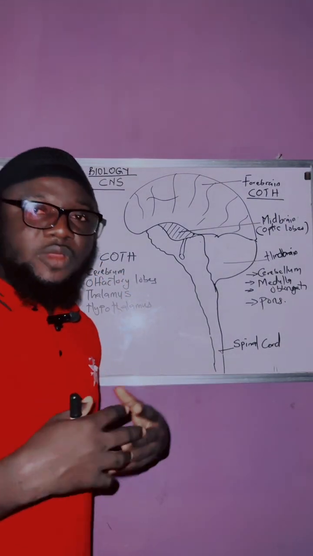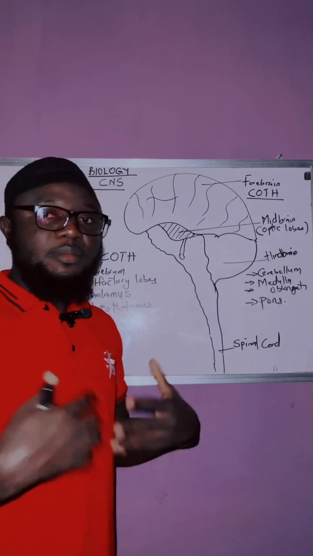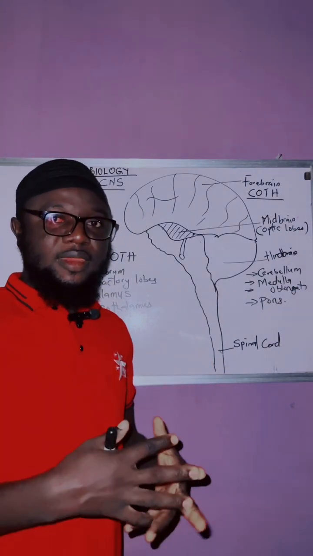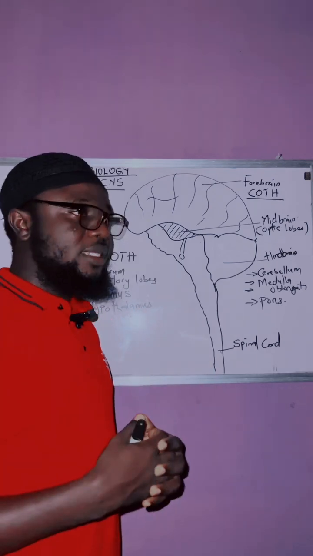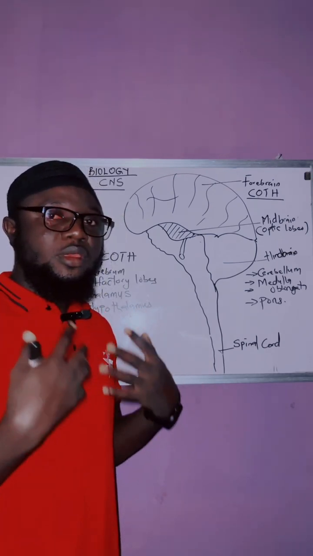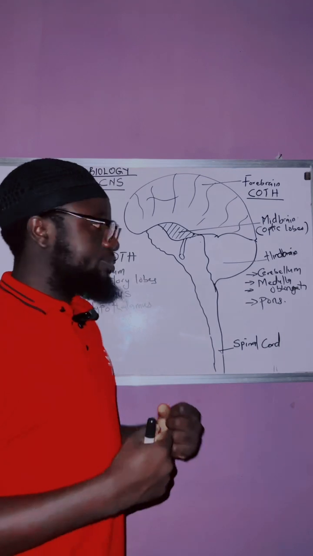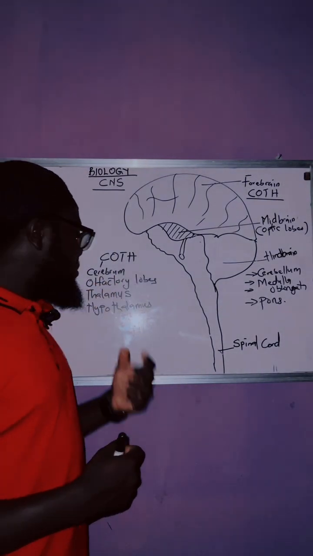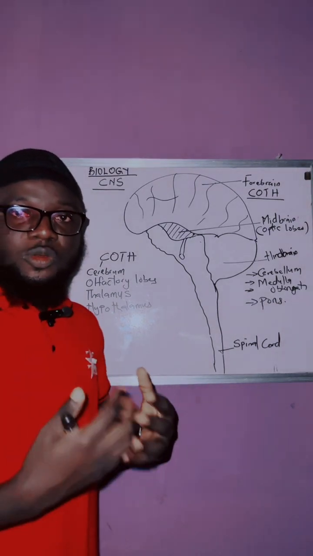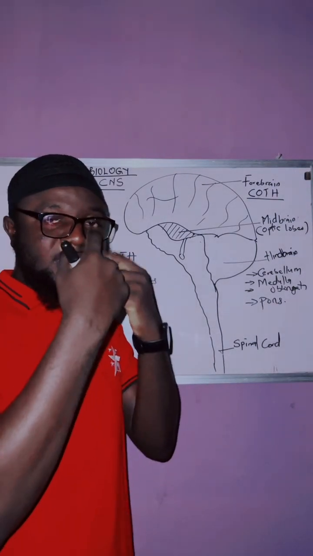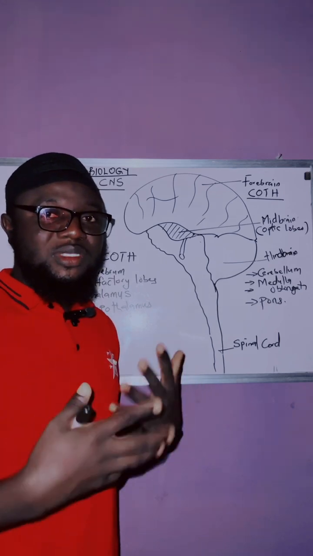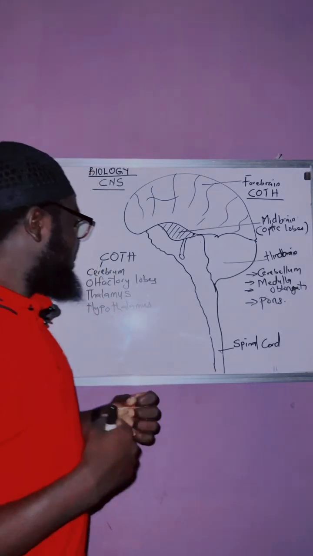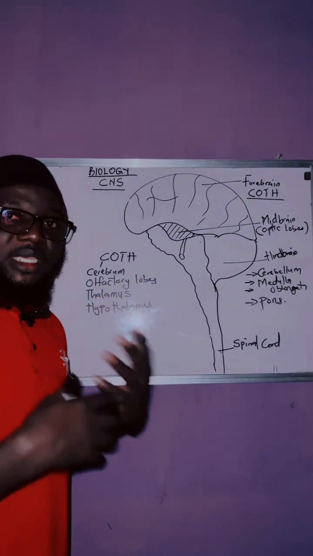This is also the site for intelligence, memory, and judgment, and so on. So if someone in your class is very brilliant, it means that person has a well developed cerebrum. Now the next one is the olfactory lobe. From the name olfactory, something like nose, it helps to sense smell. So that's the sense of smell. This part of the brain controls the sense of smell.